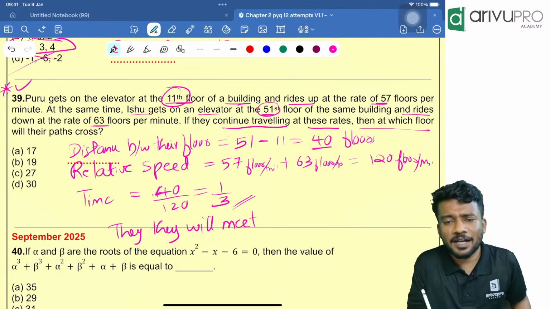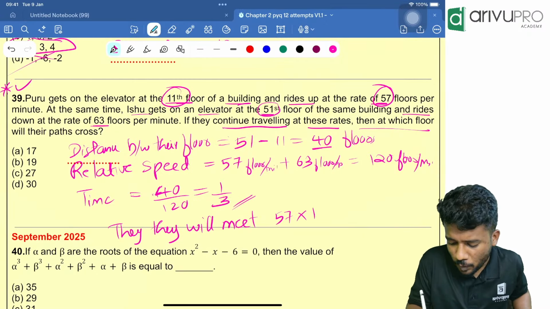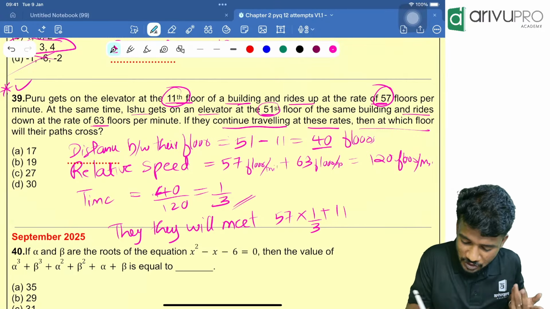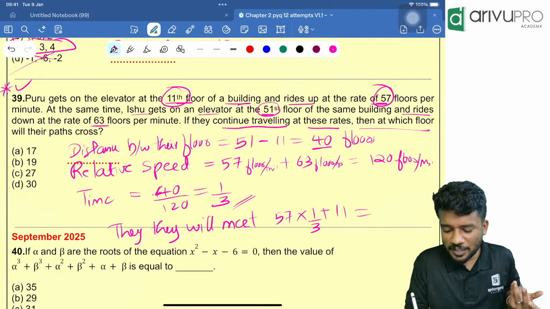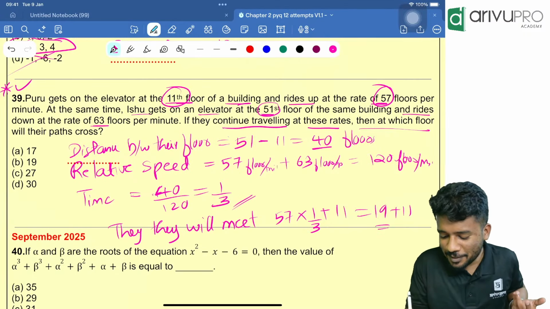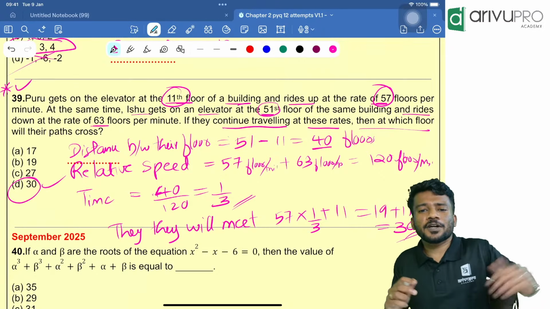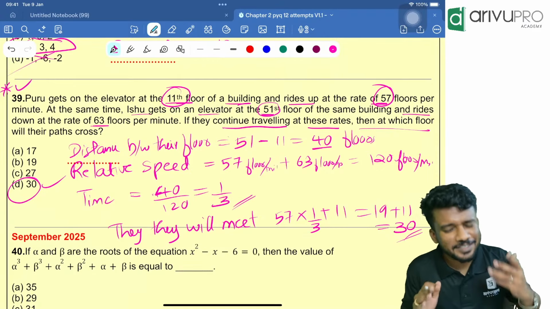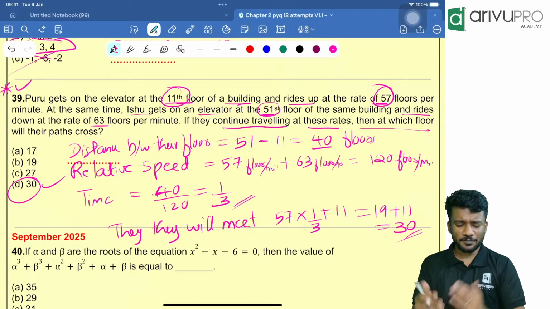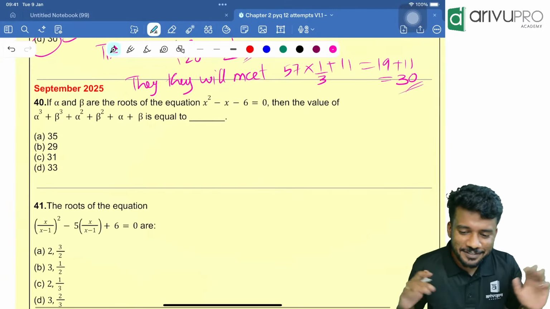They will meet at, so take the first condition, 57 into 1 by 3, that is the time, plus 11th floor is the floor which he is on, right? So the answer is how much? 57 into 1 by 3 is how much? That is 19. 19 plus 11 is how much? 30. So if people follow this method, it will help you out. Otherwise it will involve equation solving and all. You will not understand, but anywhere you get the same pattern of question, follow this pattern. Now we are going for the last one.